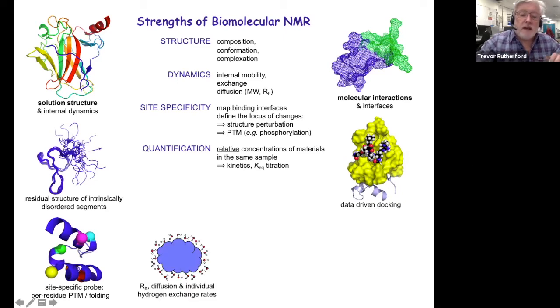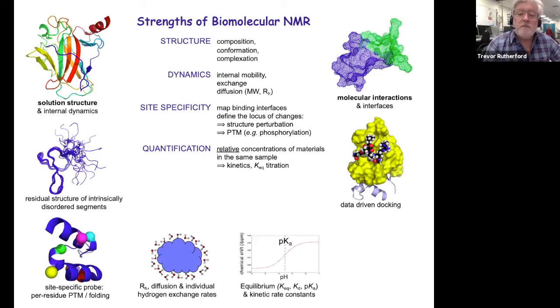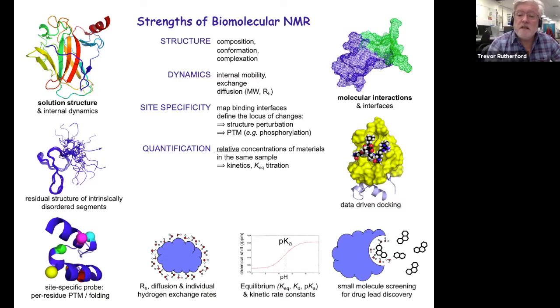We can look at quantifying various biophysical constants, such as diffusion rates, individual hydrogen exchange rates, looking at stability of folded proteins and the radius of hydration. NMR is quantitative, so we can get equilibrium constants, dissociation constants of binding affinities, pKa's, and kinetic rate constants. So we can produce all sorts of biophysical data from that.